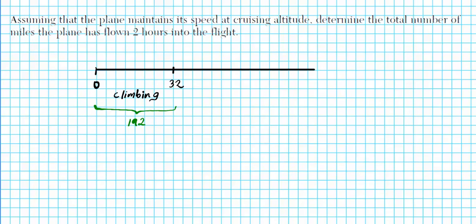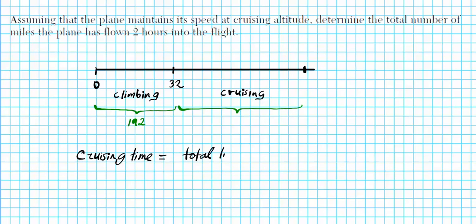This distance right here is our cruising distance. We don't know what that is. We have to find it. The thing about cruising is we know the cruising speed, 9.5 miles per minute, and we can figure out the time. So the question is how much time is spent cruising? Cruising time is basically total time minus what? Minus climbing time.